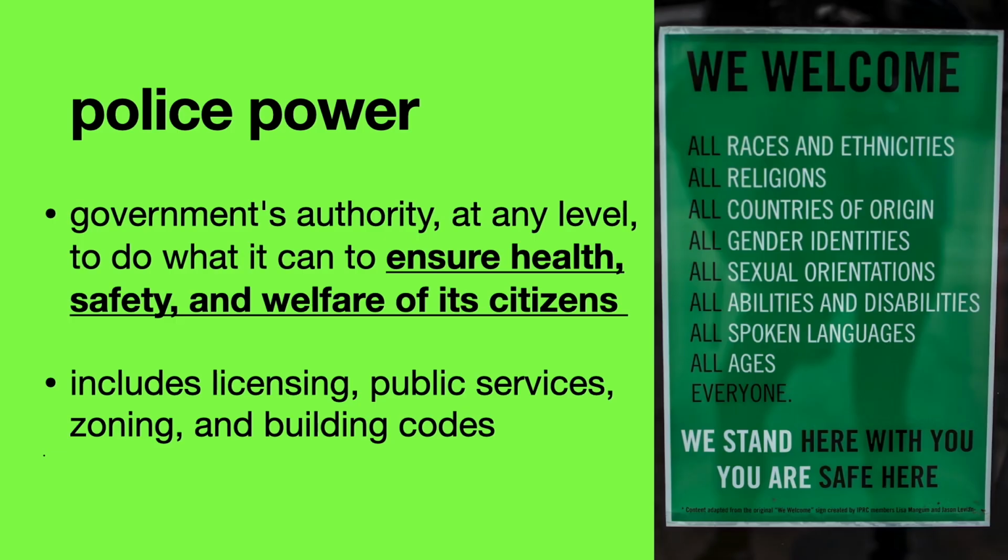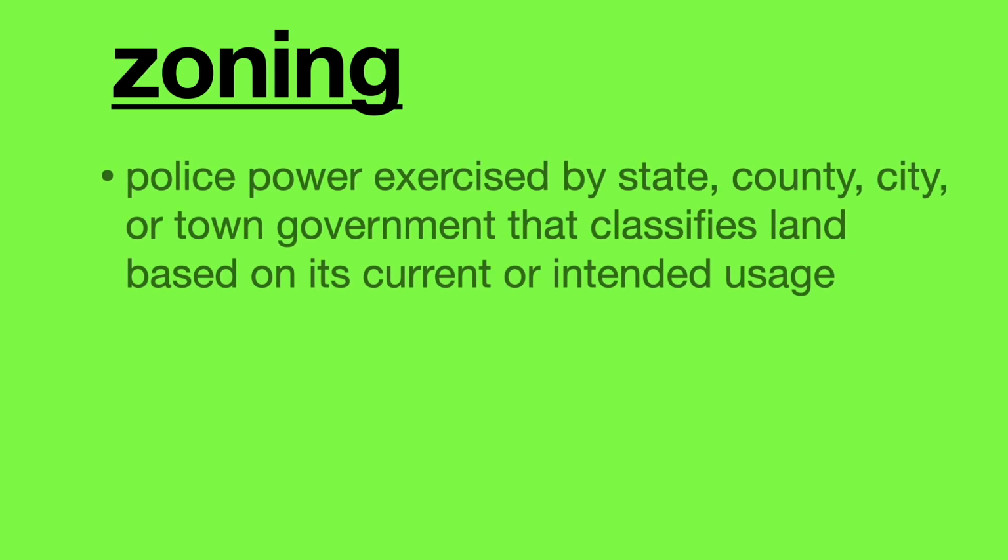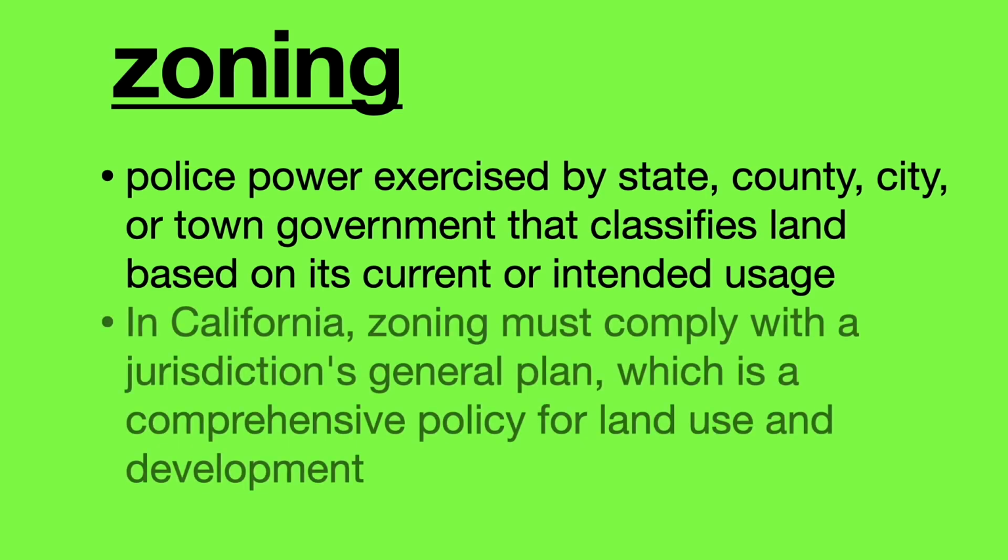Public controls. Police power is the government's authority at any level to do what it can to ensure the health, safety, and welfare of its citizens. Police power includes licensing, public services, zoning, and building codes. Zoning and general plans. Zoning is a police power exercised by a state, city, or town government that classifies land based on its current or intended usage. In California, zoning must comply with a jurisdiction's general plan, which is a comprehensive policy for land use and development.